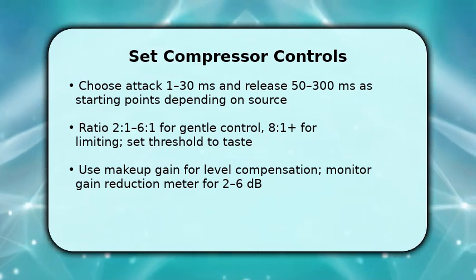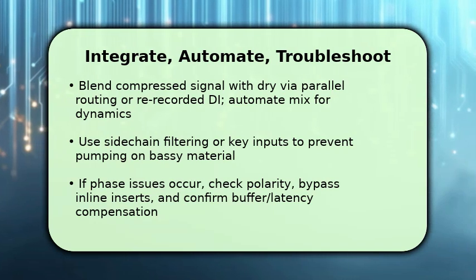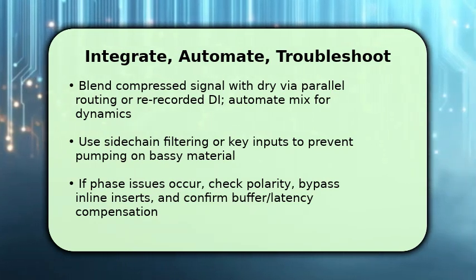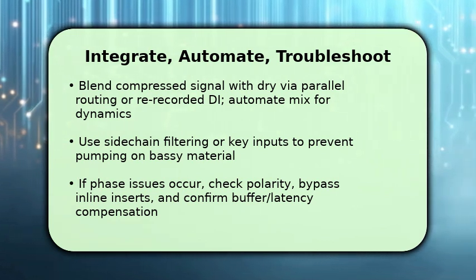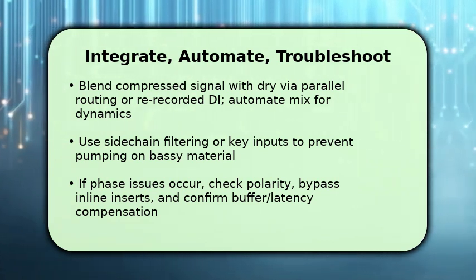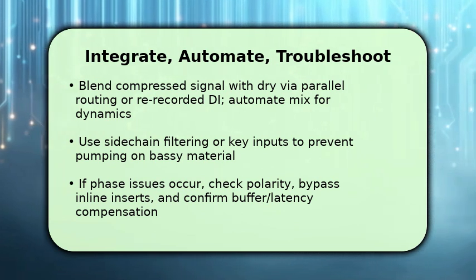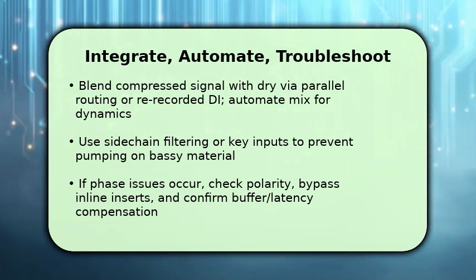Finally, integrate compression into the mix. Use parallel compression or printed re-recording to taste, and automate the compressor or makeup gain for sections that need variance. Make sure to use sidechain filtering or alternate key sources to avoid low-frequency pumping.